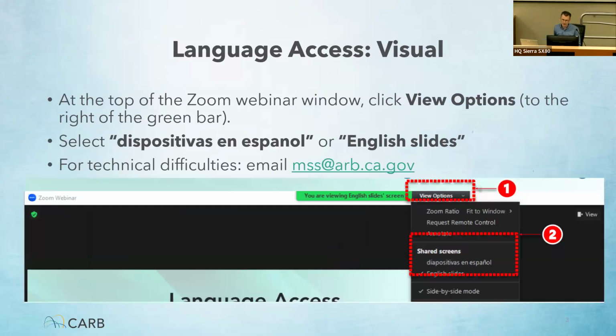We also have slides translated into Spanish available. There'll be an option, it might be towards the top of your screen. You should be able to look at a different set of shared screens.